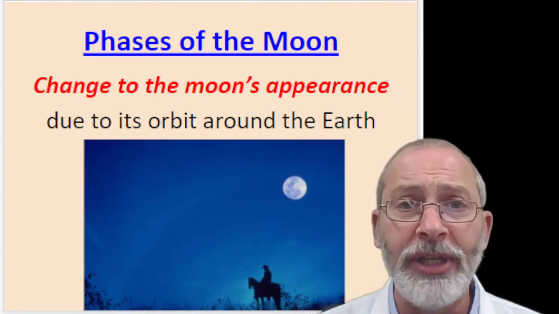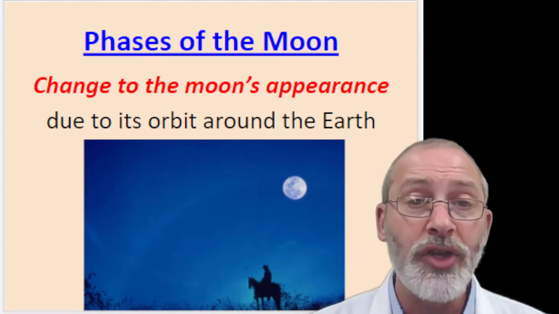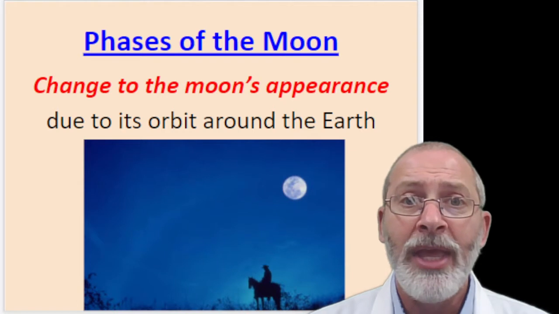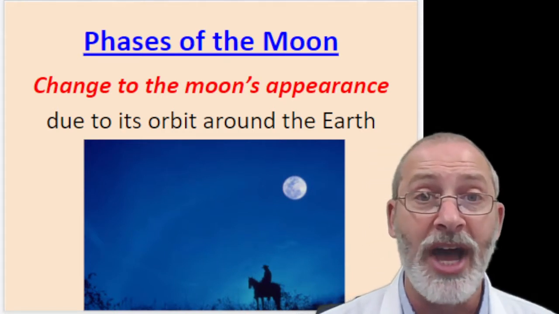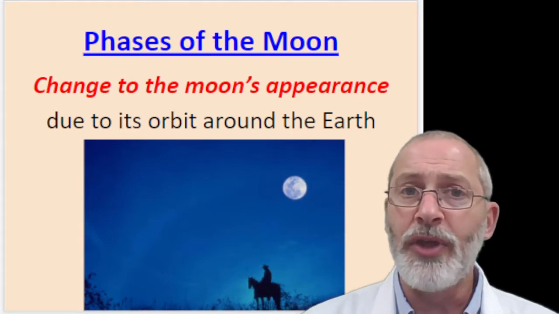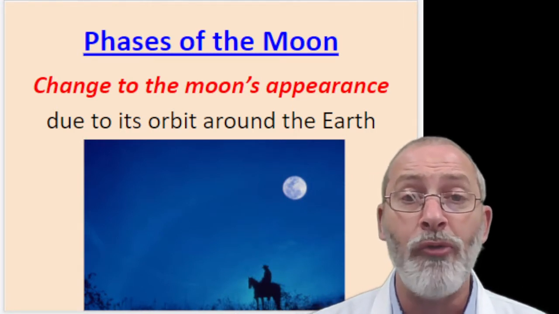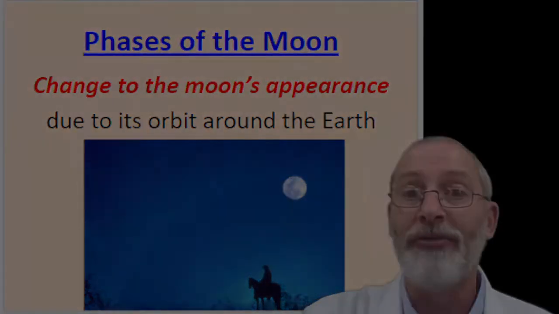We talked briefly yesterday about how the moon revolves around the Earth and it rotates on its axis, and those periods of time are exactly the same. Well, because of those movements of the moon around the Earth, we get to see the moon from a different vantage point.